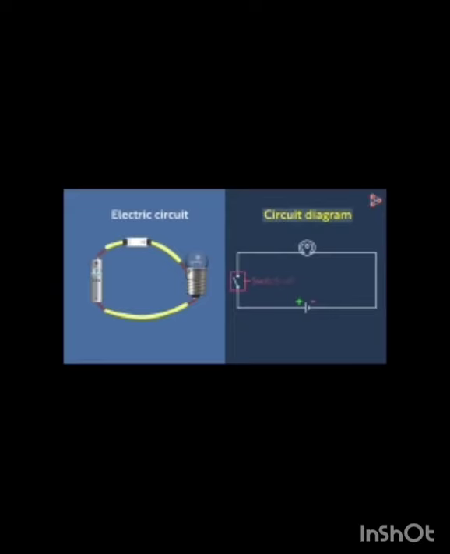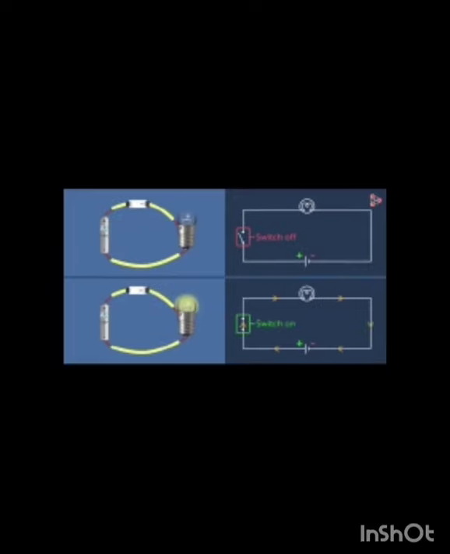This one is when the switch is off and the electric current is not flowing through the circuit. We see that no arrowheads are shown here. This circuit diagram is when the switch is on. Here, the circuit is complete and the current is flowing.